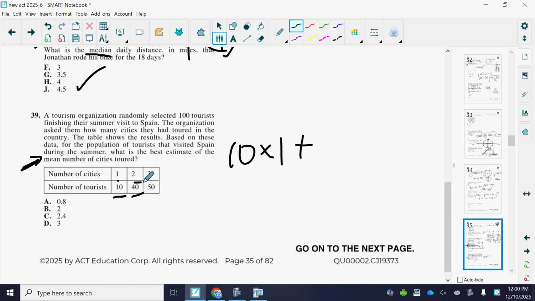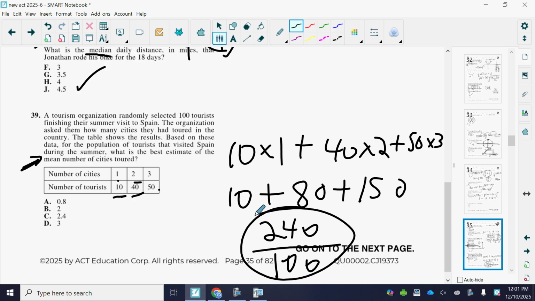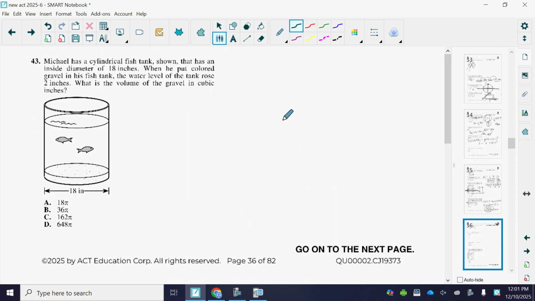40 people visited 2 cities. How many cities is that? 80, huh? And 50 people visited 3 cities. Total number of cities is 10 plus 80 plus 150. So that's 240 cities divided by how many people? We aren't estimating this, we're getting it, huh? 100 into 240 is 2.4. Okay.